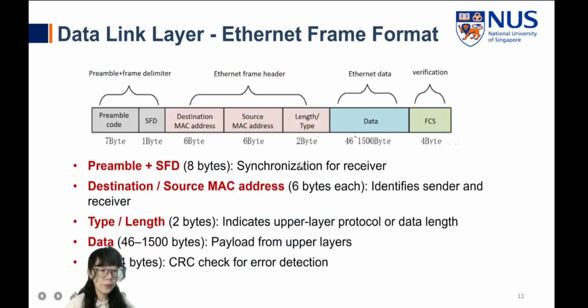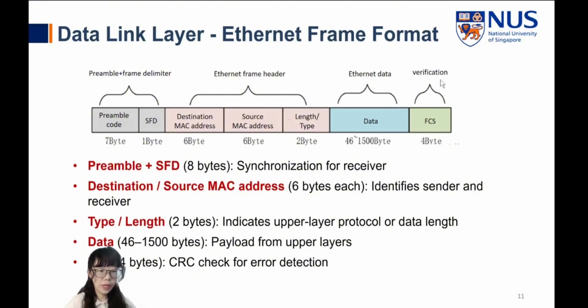Here's the structure of a standard Ethernet frame. It starts with a preamble and start frame delimiter, or SFD. This helps the receiver get ready and line up with the incoming bits. Then we have 2 MAC addresses, the destination and the source. This tells the receiver who the data is from and who it is for. Next, we come to the type or length field. This either shows the size of the data or tells what kind of data is inside, like IP or ARP.